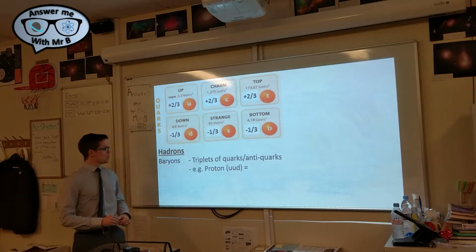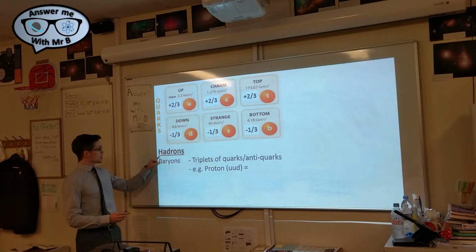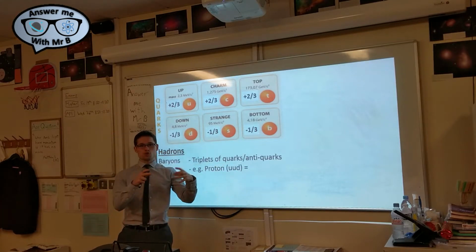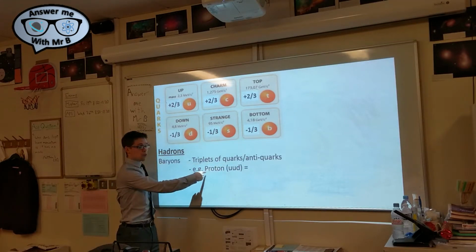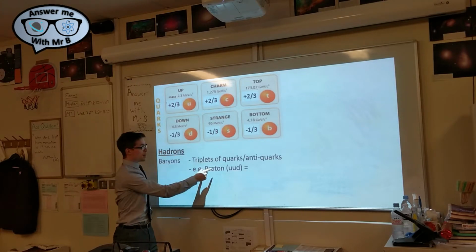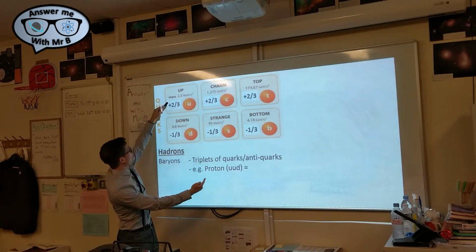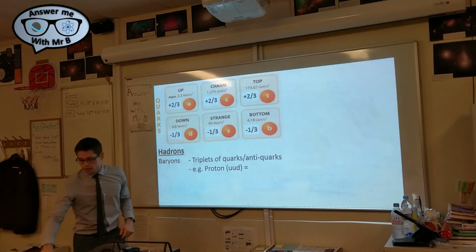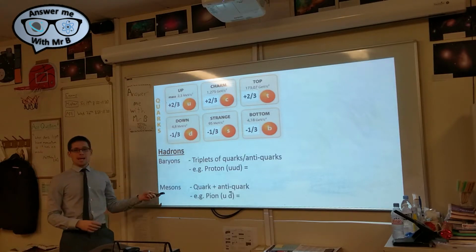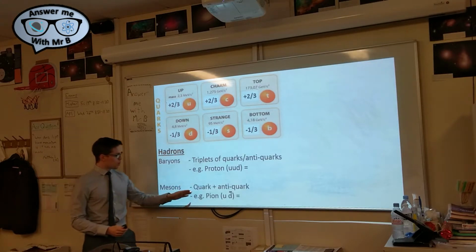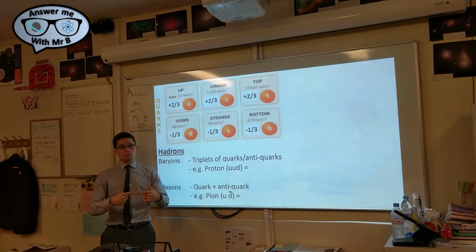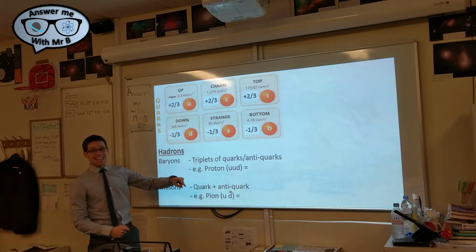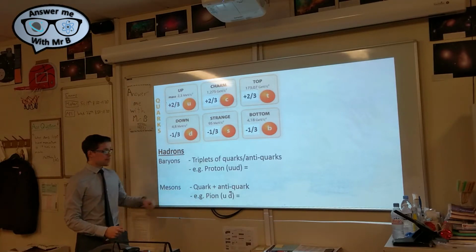One type of combination is a baryon. This is a type of hadron which has a triplet of quarks smooshed together. So for instance, a proton is a baryon because it's made up of two up quarks and a down quark. 3 quarks. Another category of hadron is called mesons. And mesons are a quark-antiquark pair. So for instance, a pion has an up quark and an anti-down quark, and that makes it a meson.